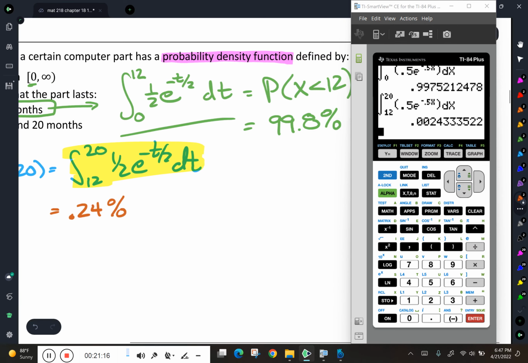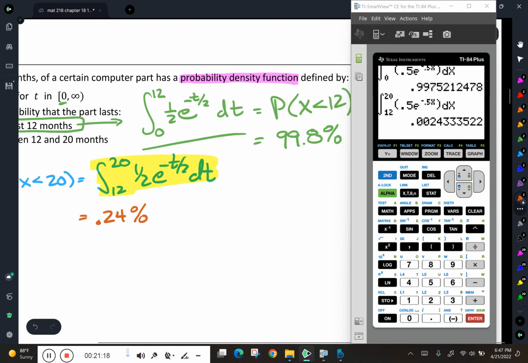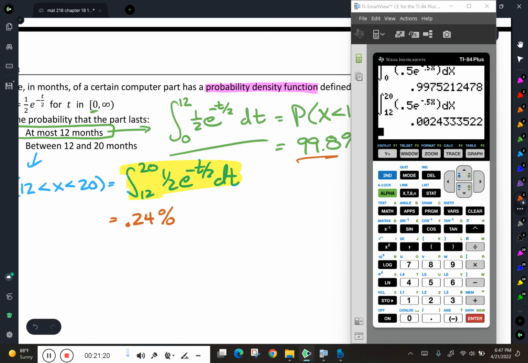Looks to me like this part has been designed to last less than 12 months because it doesn't look like there's much chance that this thing is going to last over 12 months.